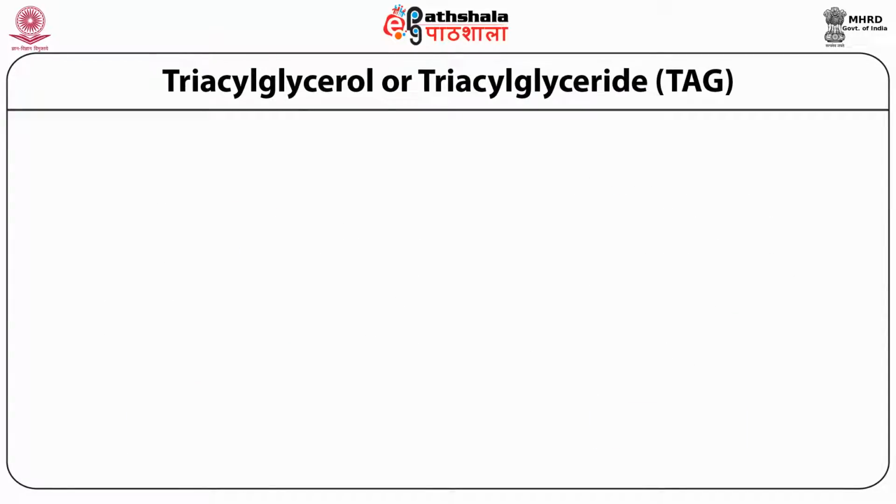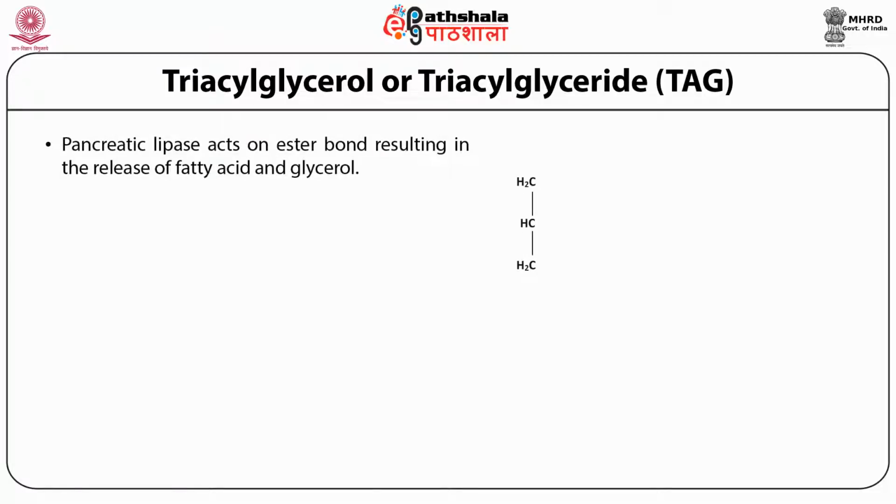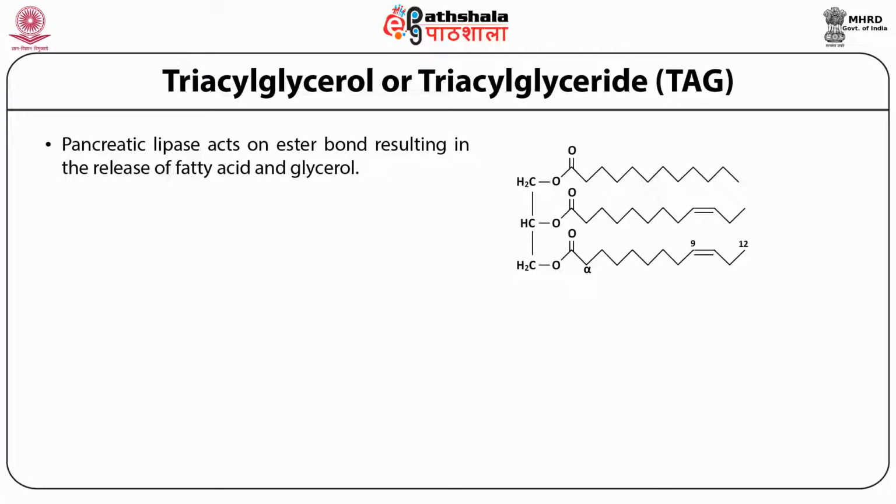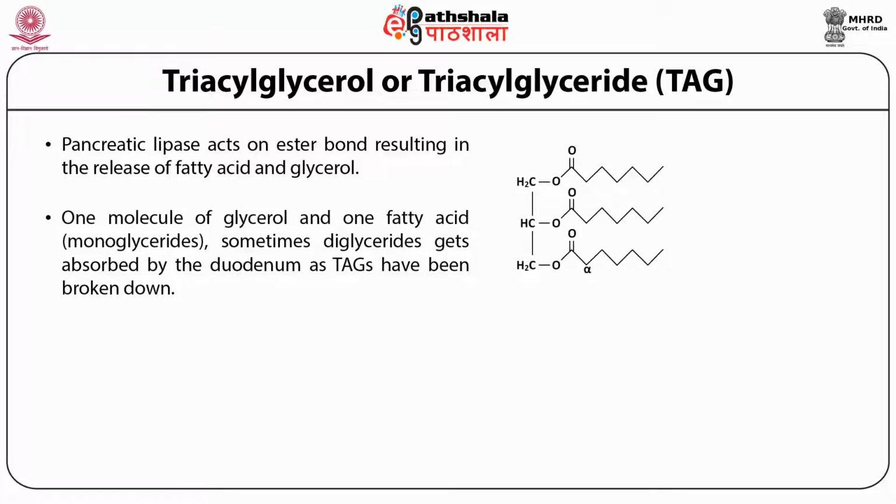In duodenum, lipids or fats cannot be absorbed in triacylglycerol or triglyceride form, and hence hydrolyzed by the pancreatic lipase that acts on the ester bond, resulting in the release of fatty acid and glycerol. One molecule of glycerol and one fatty acid, which is one monoglyceride, and sometimes diglyceride gets absorbed by the duodenum as triacylglycerol have been broken down.